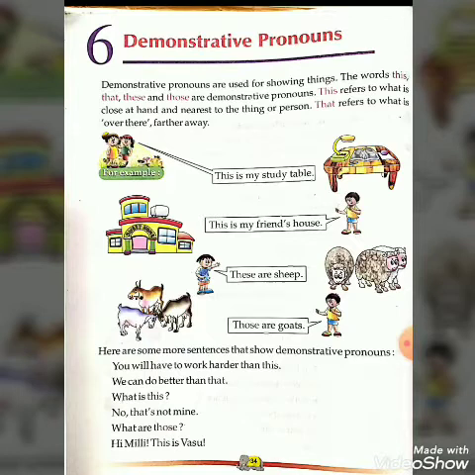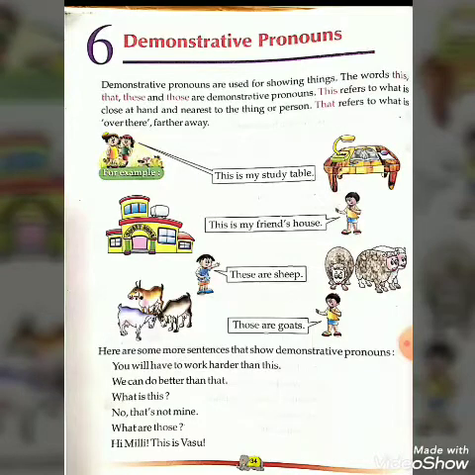Next sentence. Hi Millie, this is Vasu. So here the word this refers to what is close at hand and nearest to the person. Hi Millie, this is Vasu.